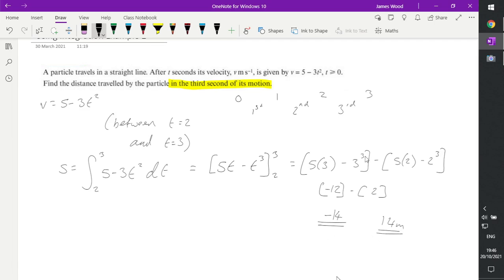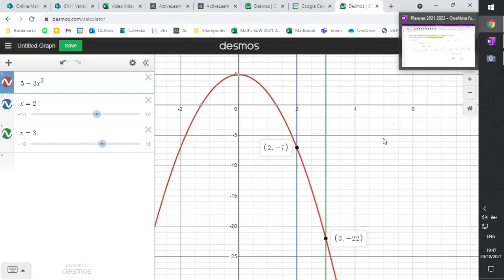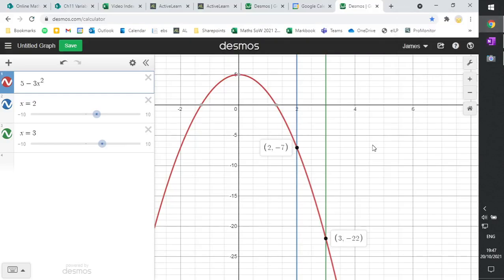So you can use a definite integral to help us. But all this is finding the area under a VT graph, just like we did in chapter 9. It's just that here it's a curve rather than a straight line. And so therefore we have to use integration rather than areas of triangles and areas of rectangles and areas of trapeziums.